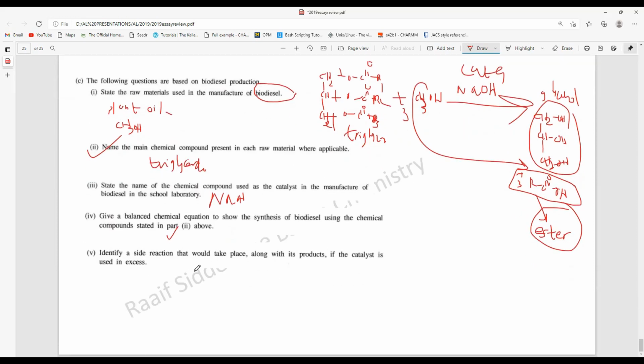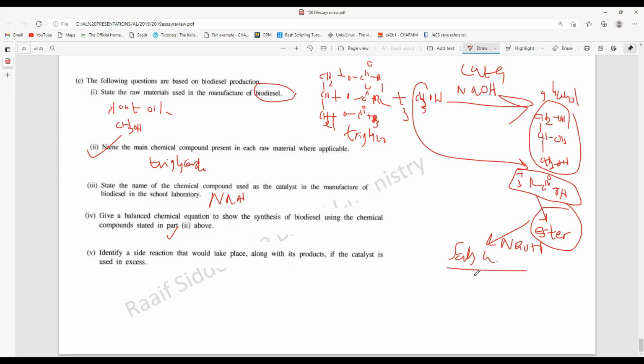Identify the side reaction that would take place along with this product if the catalyst is used in excess. So basically what is going to happen? Again, an ester is formed, but if you use the catalyst in excess, this ester will eventually undergo hydrolysis and form the fatty acid salt.